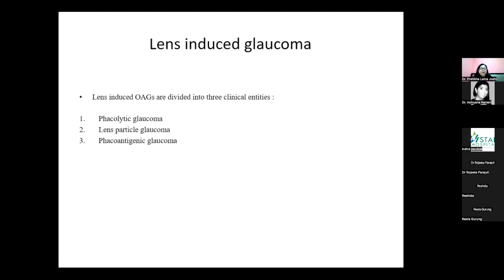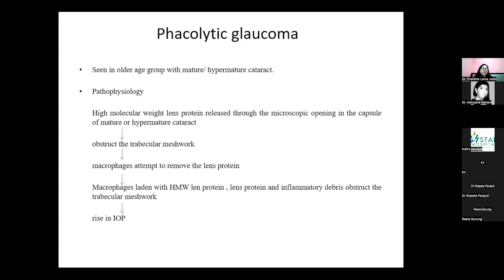In secondary open angle glaucoma, lens-induced glaucoma is also common. The lens can cause both secondary angle closure glaucoma and secondary open angle glaucoma. In secondary open angle glaucoma, phacolytic glaucoma, lens particle glaucoma, and phacoantigenic glaucoma are important.